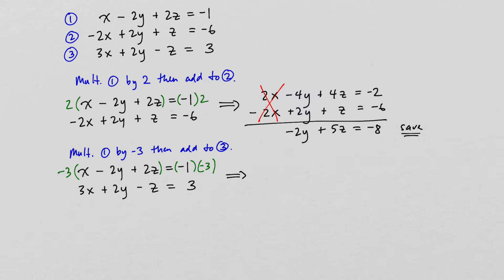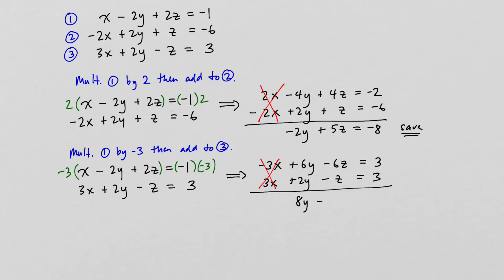Negative 3 times x is negative 3x. Negative 3 times negative 2y is positive 6y. And negative 3 times 2z is negative 6z. And that's equal to positive 3. The last equation is unchanged. Now I'm going to add these together, and once again the x variable will cancel out, and we get 8y minus 7z is equal to 6.